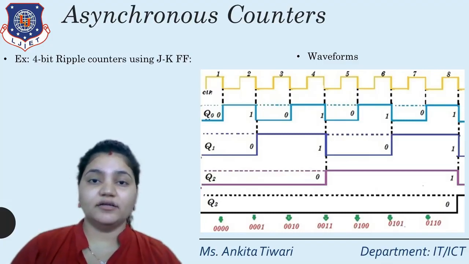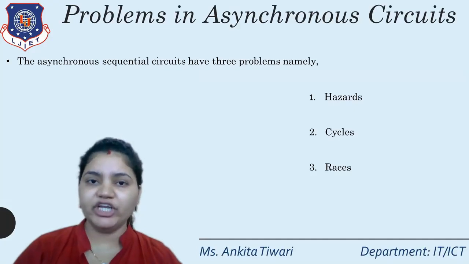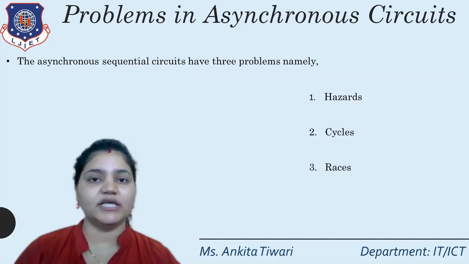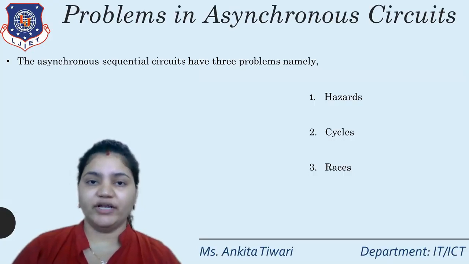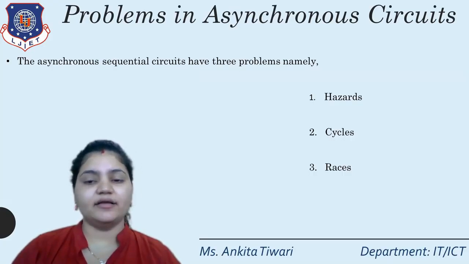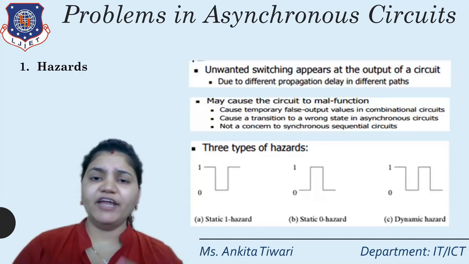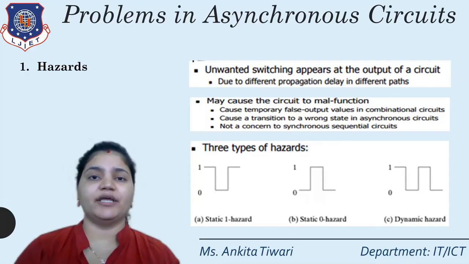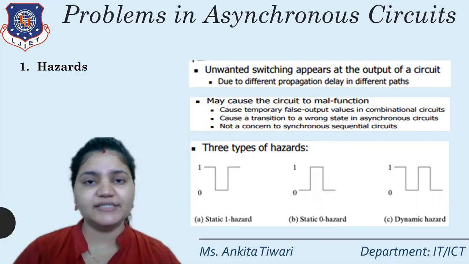So the next topic that we are going to have in this session is problems in asynchronous circuits. This is a small topic, but we need to know the problems which arise in asynchronous circuits. There are mainly three types of problems, that is hazards, cycles, and races. In hazards, we have unwanted switching, that means the parts which are broken up and switched with respect to conditions, and we need to find it out.